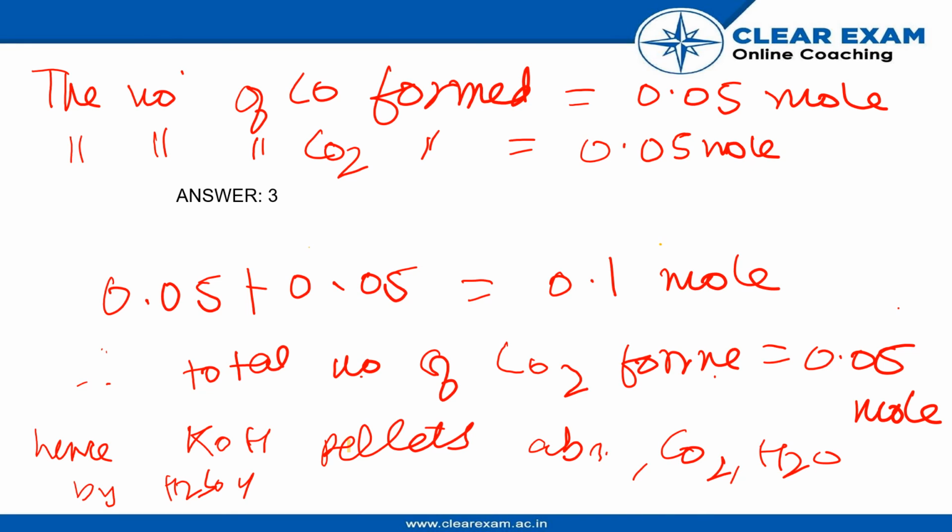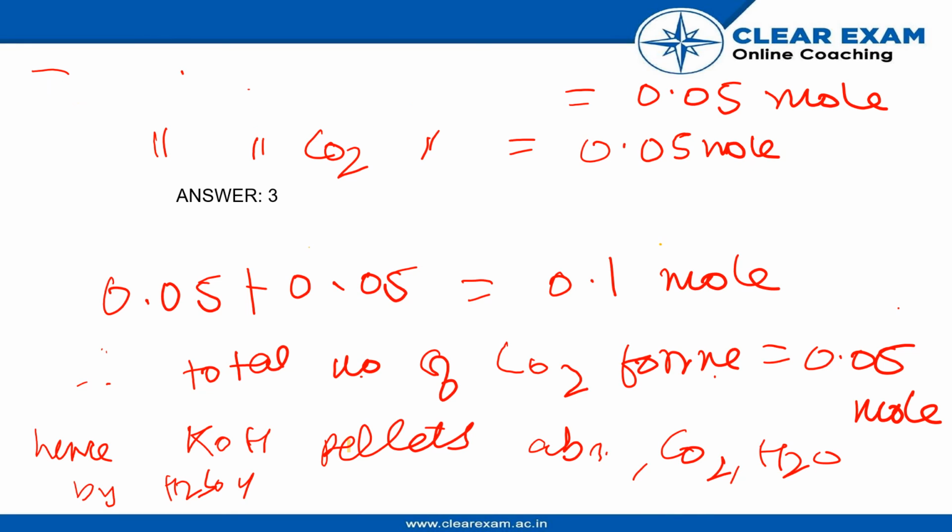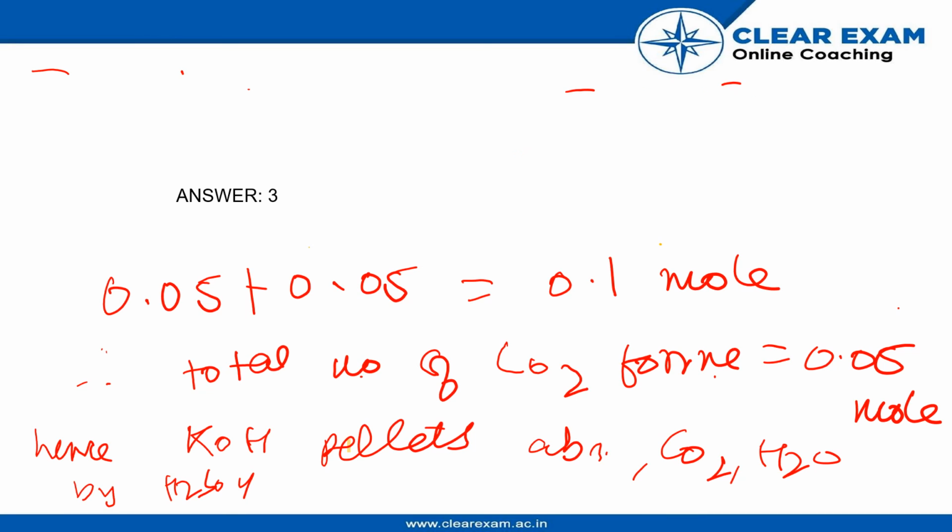Therefore, the weight of CO will be equal to 0.1 into 28. That will be equal to 2.8 grams. Hence, our answer is option number 3.